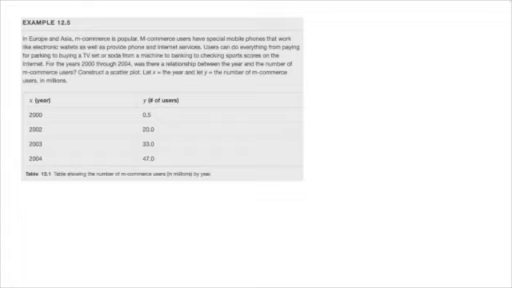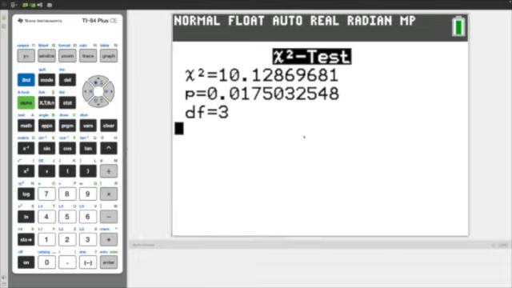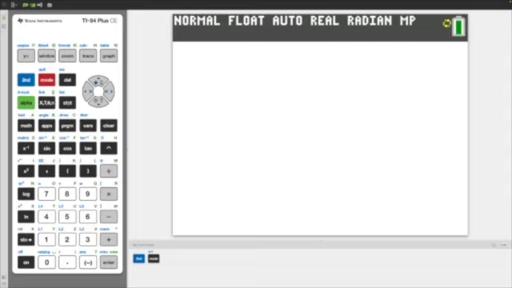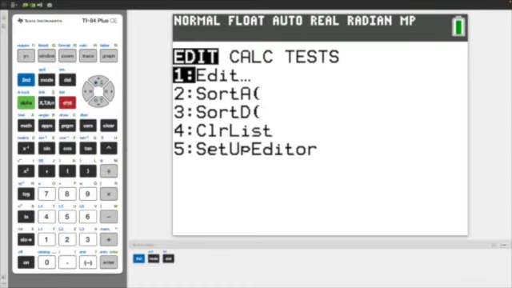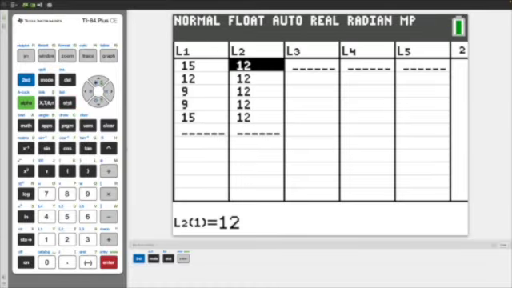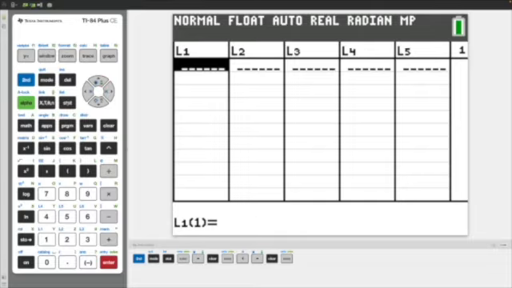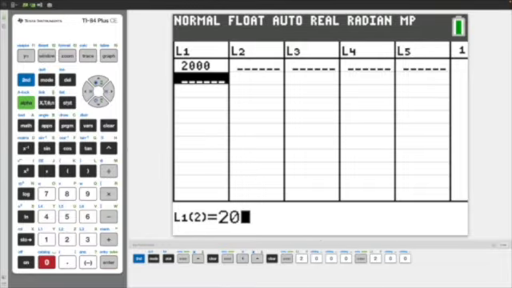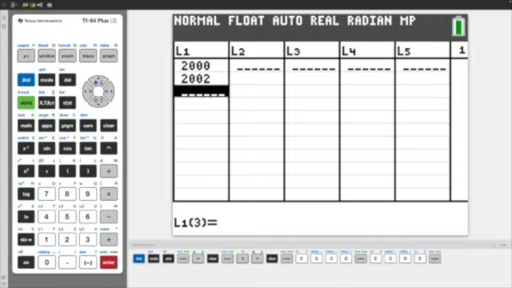What's nice is your graphing calculator can do this. So on my graphing calculator, you are familiar with the list, so we're going to do stat, edit, and we are going to clear our list out. Your independent variable, so in this case the year, goes in L1.